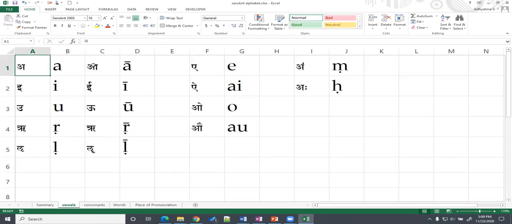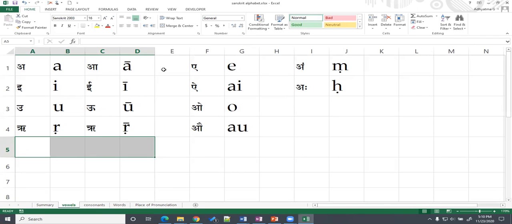So akara is similar to akara, ikara is similar to ikara, ukara is similar to ukara, and rukara is similar to rukara. We will ignore this one because this is very rare. And even though technically only this sound exists and this does not exist, some places it is included, so I have just included it for that purpose. But technically only this sound is recognized by Sanskrit grammarians. Even this sound is extremely rare, so we will not consider it for our purpose today.